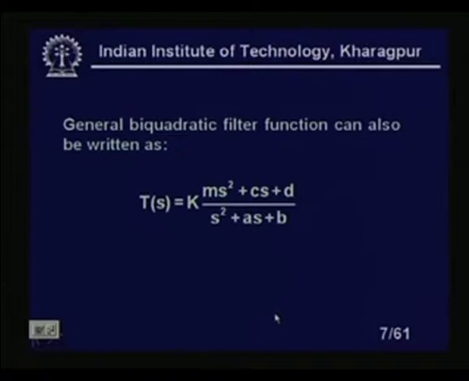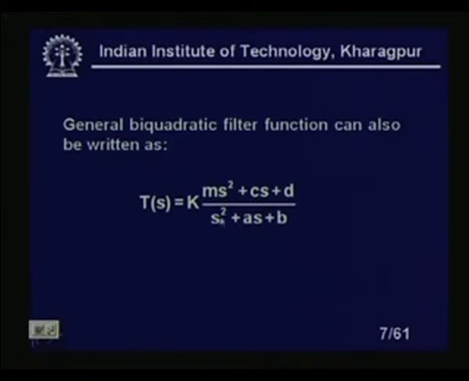The general biquadratic filter function can also be written differently. In the last equations we saw it written in terms of pole frequency, pole selectivity, zero frequency and zero selectivity. Now we are writing it with coefficients: T(s) equal to K (m s square plus c s plus d) upon (s square plus a s plus b), where m, c, d, a, b are all coefficients. Please note that this filter function has complex conjugate poles, and complex conjugate zeros if the zeros are there.